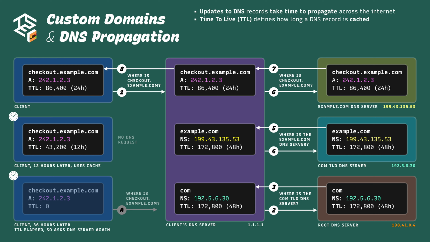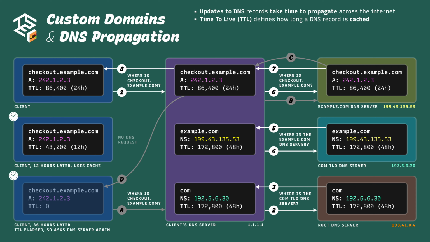The process starts the same way as the original request, with the client asking its DNS server where checkout.example.com is. However, the DNS server has less work to do because it can still use the example.com DNS record it cached 36 hours ago. That record is still valid because its 48-hour TTL has not yet elapsed, so the DNS server can use that IP address to contact the example.com DNS server and fetch the record without going through steps 2 through 5 from the original request.